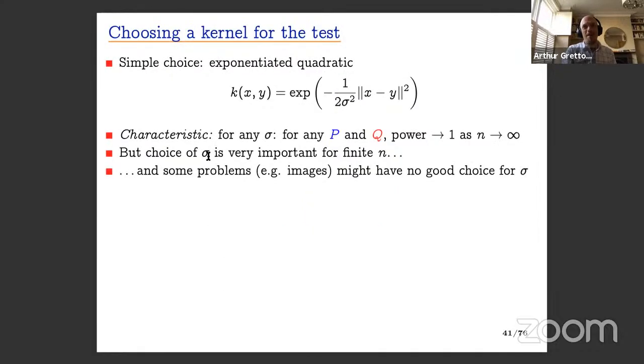There's an even more subtle point, which is that maybe the exponentiated quadratic kernel isn't a good kernel for my problem. If X and Y are images, I might need to train some feature extractors from those images before I can do a test. So maybe I want to train a deep neural net which is going to extract features from my images to be used in a statistical test. And I need a way to do that.